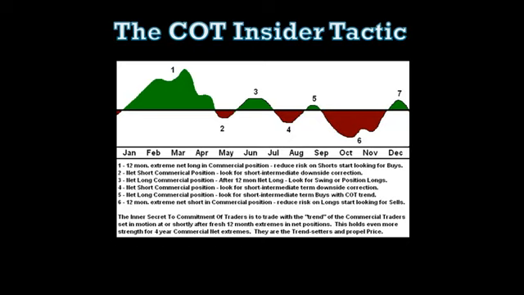You look at the trend that the commercials are engineering and you trade in sync with them based on the extremes. So the inner secret to Commitment of Traders is to trade with the trend of the commercial traders set in motion at or shortly after fresh 12-month extremes in net positions. This holds even more strength for 4-year commercial net extremes. They are the trendsetters and they propel price. We can only speculate and ride on the waves that they create.